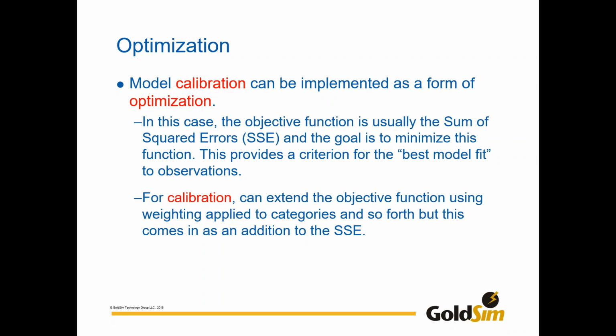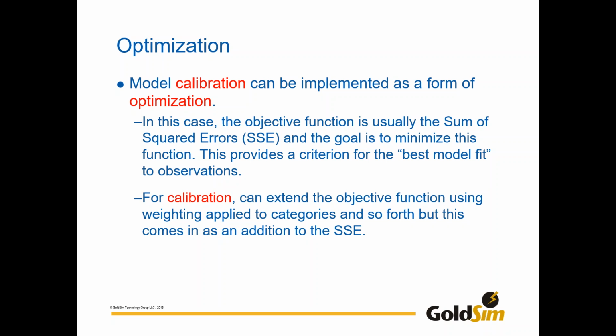So how that works is usually you have an objective function, which is what you're optimizing. And in the case of calibration, typically you're trying to minimize the sum of squared errors. And usually those sum of squared errors would be the squared residuals, where the residuals are the difference between the observed value and the simulated value. Okay, and so if you minimize that sum of squared errors of your model's fit to observations, this is one criterion for providing a best model fit.